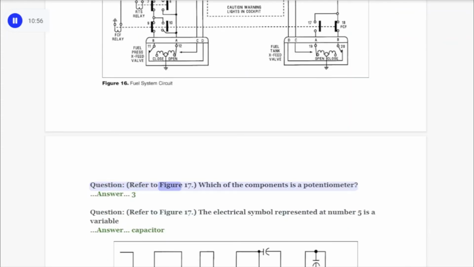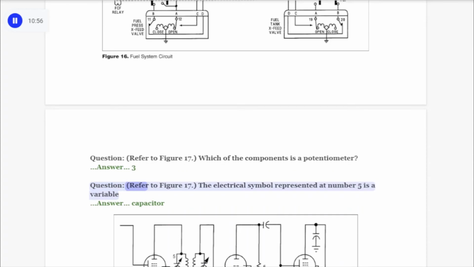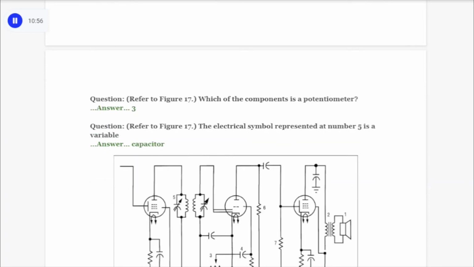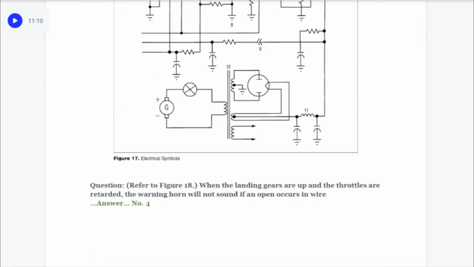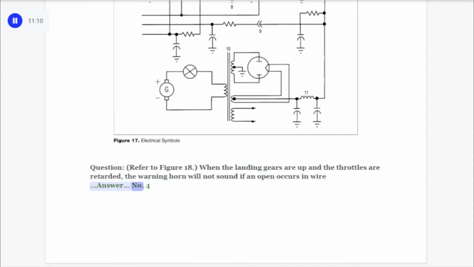Question. Refer to Figure 17. Which of the components is a potentiometer? Answer. 3. Question. Refer to Figure 17. The electrical symbol represented at number 5 is a variable. Answer. Capacitor. Question. Refer to Figure 18. When the landing gears are up and the throttles are retarded, the warning horn will not sound if an open occurs in wire. Answer. No.